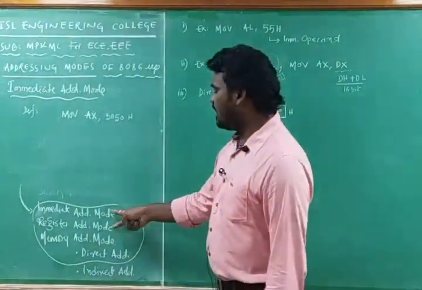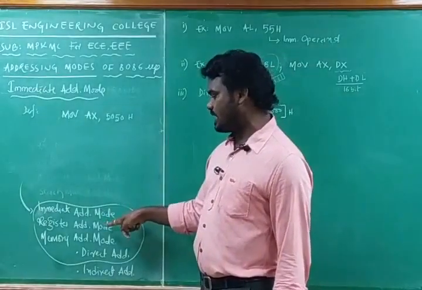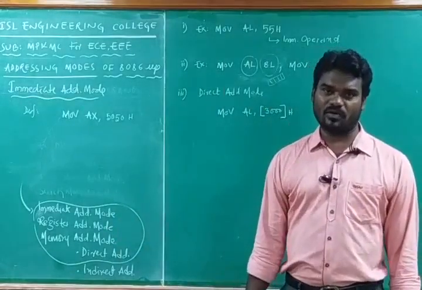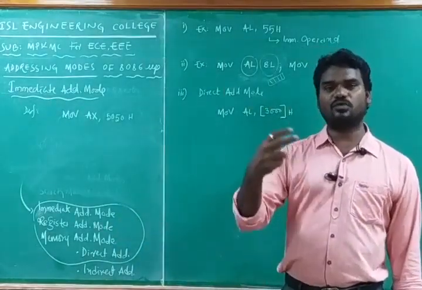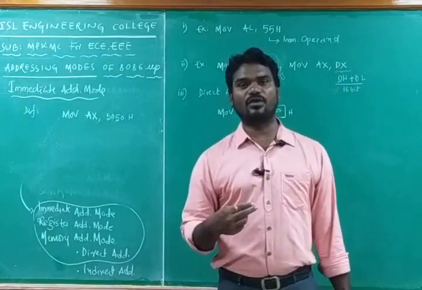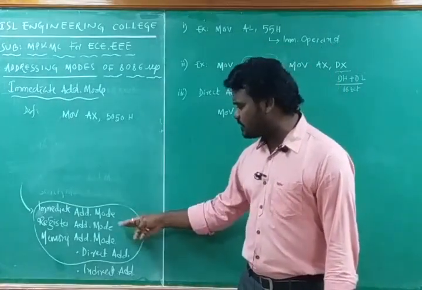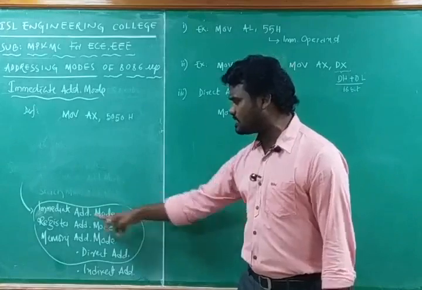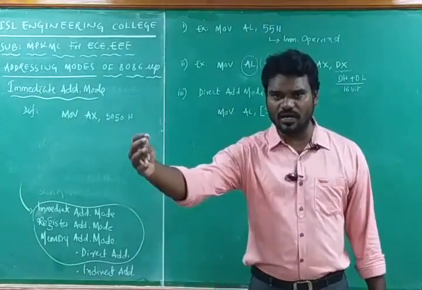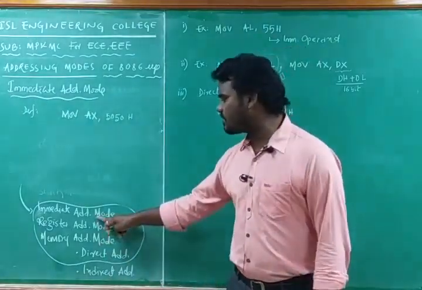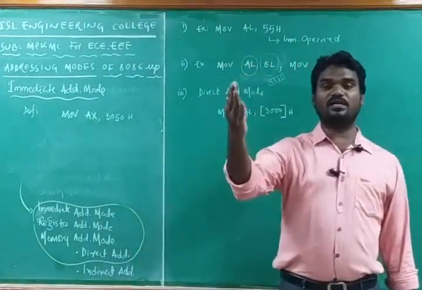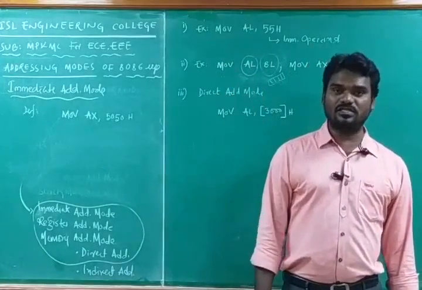Because these two, the immediate addressing mode and the register addressing mode, are handled internally in the 8086 microprocessor. In the 8086 microprocessor we have two parts: one is the bus interfacing unit, another one is the execution unit. The execution unit directly accesses the operands in case of immediate addressing mode and register addressing mode, whereas the memory addressing mode refers to memory which is interfaced outside the 8086 microprocessor.